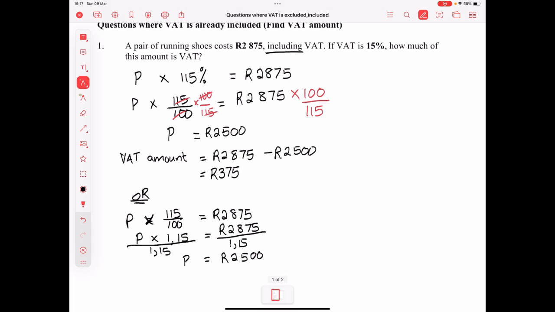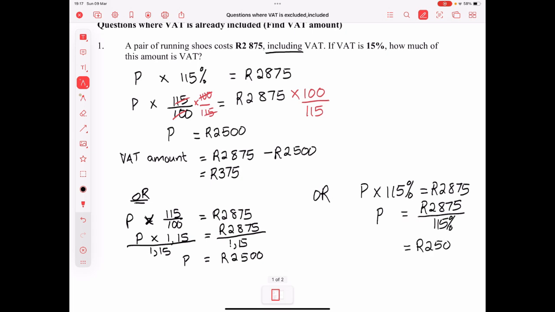Another way is to use your percentage. So some people prefer this way. They go P times 115% equal to 2,875. Then they just go P is equal to 2,875 divided by 115%, and then they end up with 2,500. Now remember, you need to subtract in order to find this amount here.